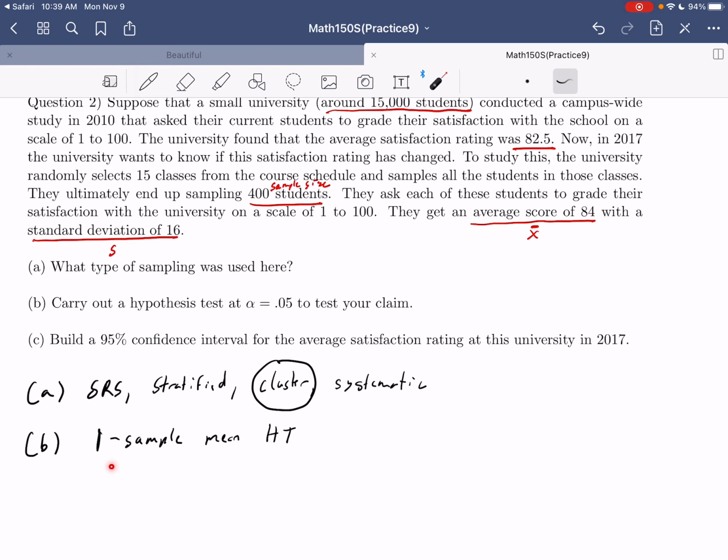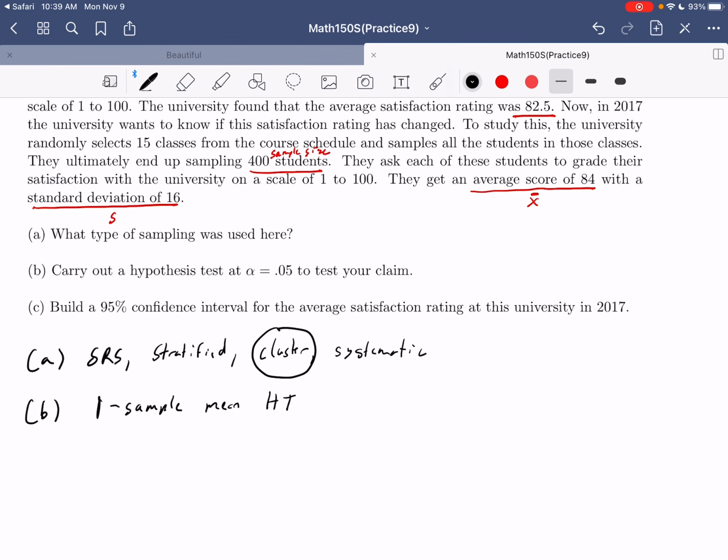That means that this one sample has to be compared against a known or assumed average. And that is exactly what that 82.5 is going to be, because that's what happened back in 2010. We would think that unless there's evidence to the contrary, things haven't changed since 2010. So this will be our baseline assumption. So this is a one sample mean hypothesis test. So let's go ahead and start with the hypotheses then. We'll also just make a note again that the alpha is 0.05. Of course, that's just right there.